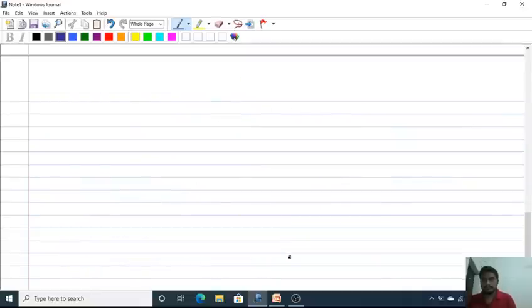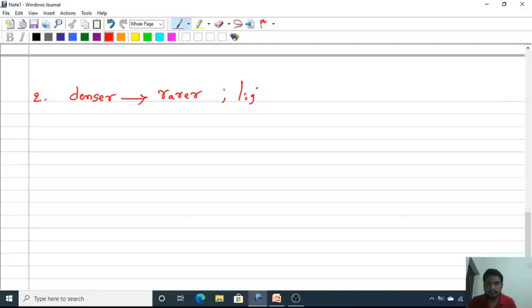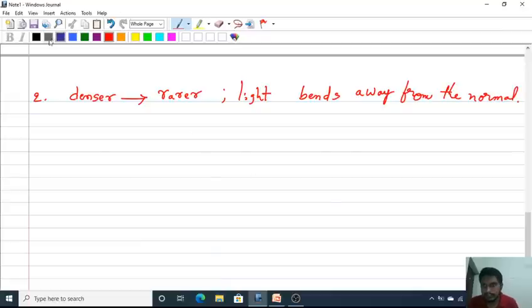Next, the second one, when light is traveling from denser medium to rarer medium, the light bends away from the normal, okay. I'll draw the figure here.